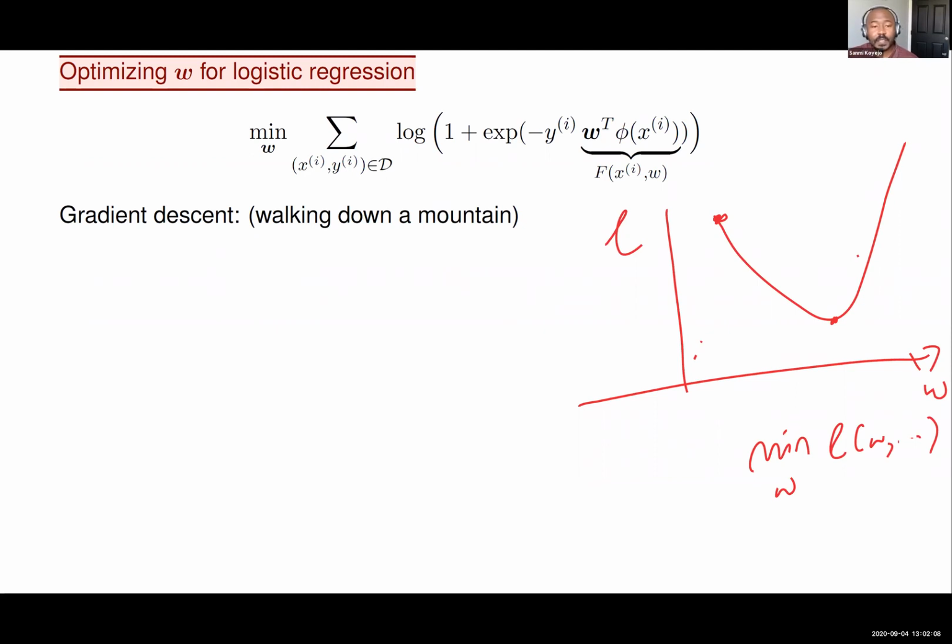One good way to solve this problem is to start from some initial guess for W, and then try to improve this guess over time. What gradient descent tries to do is exactly solve this problem. It starts with an initial guess for what the solution is, and then we slowly try to walk down the mountain till we get to the best value for W. This is the W that has the lowest loss on this data set.